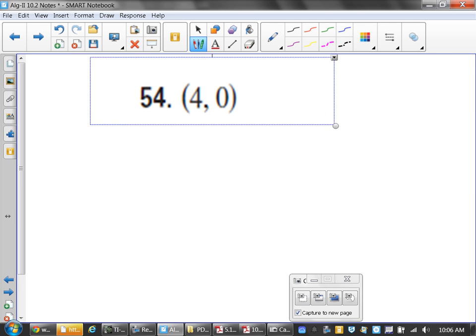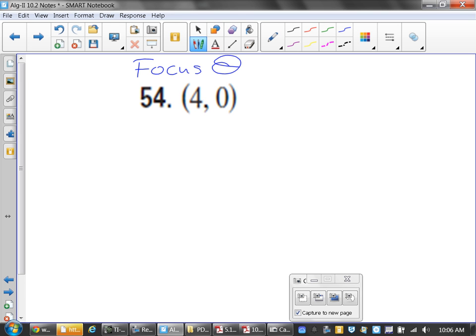Here's the other way of doing this. The focus is at 4, 0, and I'm going to write out the equation. Remember, everything is centered at the origin today. Nothing's being moved around.